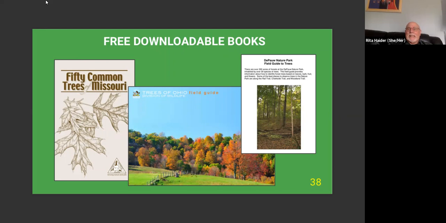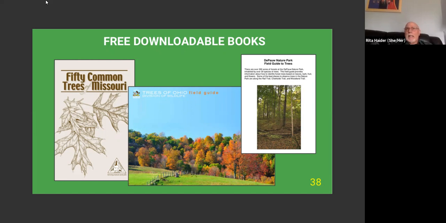Another good one is Trees of Ohio, a field guide. This is available also in hard copy, free, from the Department of Natural Resources. You can contact them via mail or internet, or you can pick it up at the ODNR bricks and mortar site off of Morris Road in Columbus. And you can also get them from the rangers. A lot of times if you go on a tree ID hike, they may be handing these out, or they may have some in the office if you simply ask them for them.